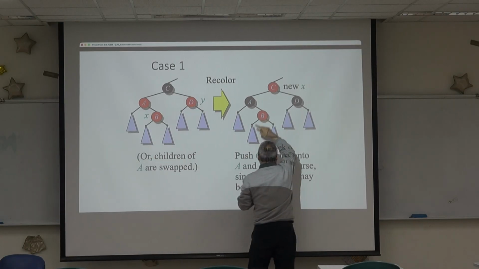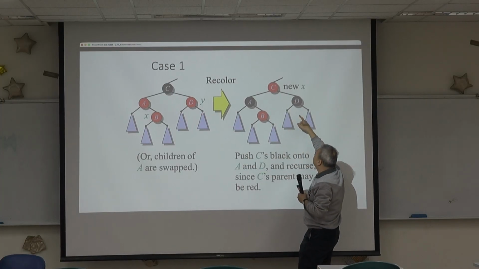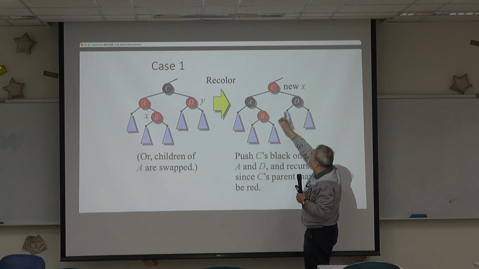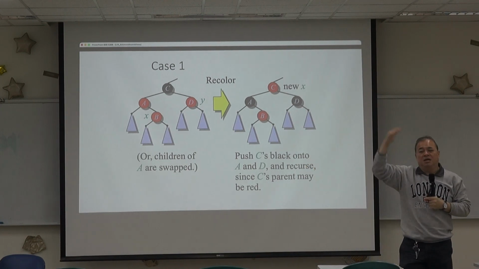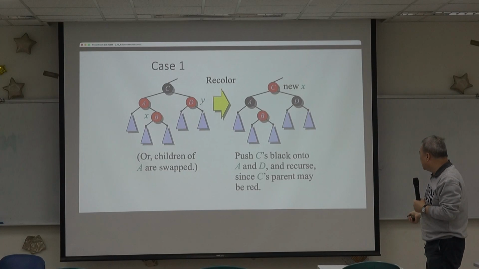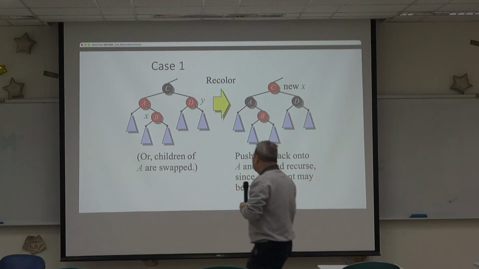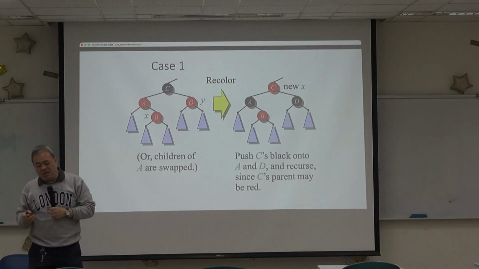When we do that, the problem for the lower parts gets resolved, but C becomes red. But the parent of C may become an issue. So we need to go up more to see if there's an additional problem. If there's no problem for C's parent, everything's done. This change will not violate any property.